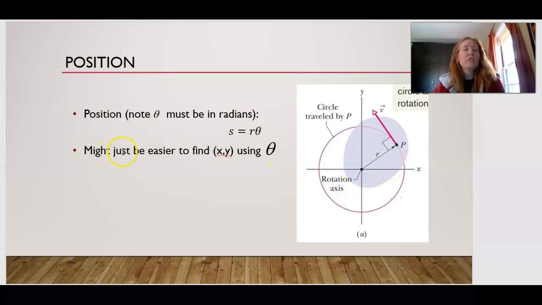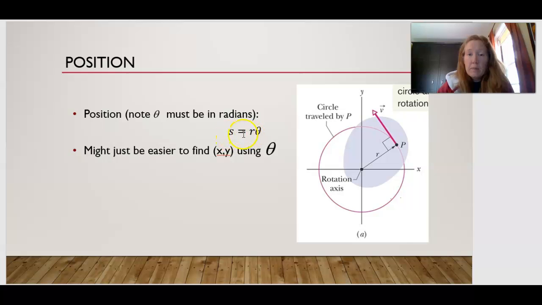But it might actually just be easier to find its position x comma y, because if you know theta, and you know r too, then you can find xy using right triangle trig. I think that would actually be more useful than finding S. So that's just my side note on that.